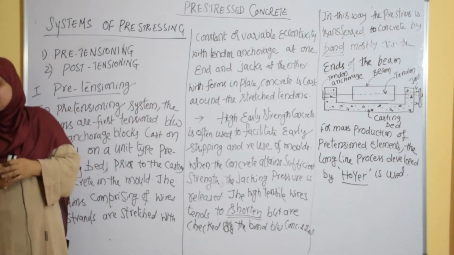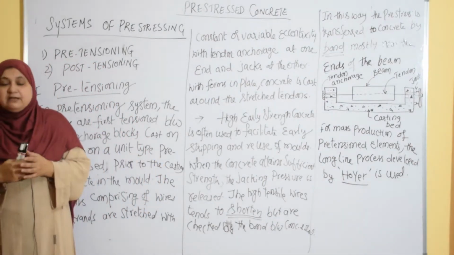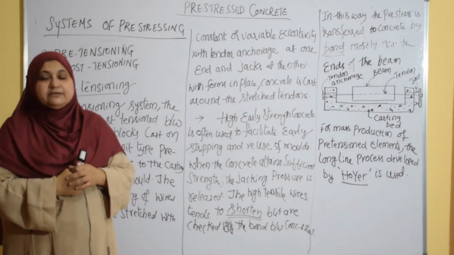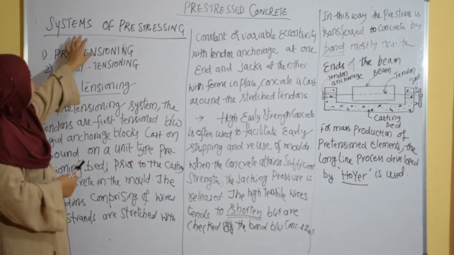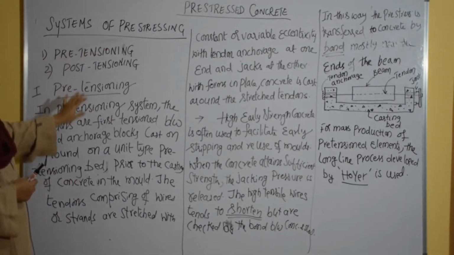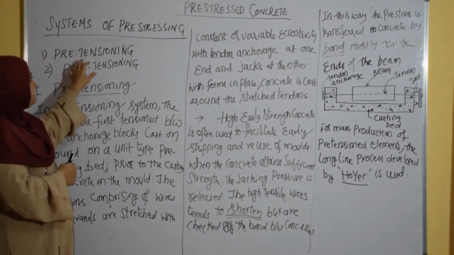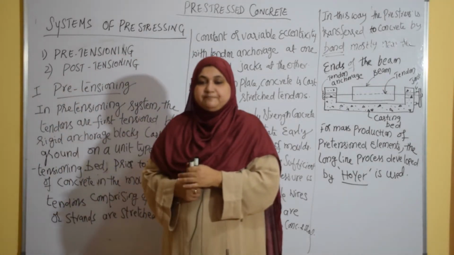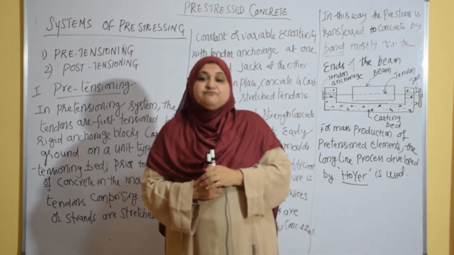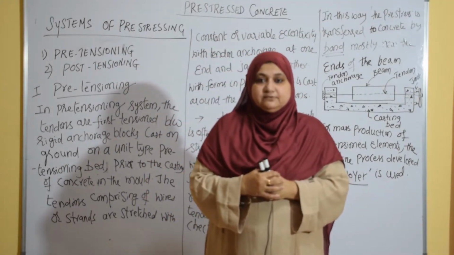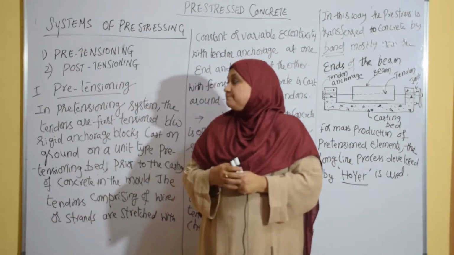System of pre-stressing means the actual process by which pre-stressed concrete is made, produced, or developed. We have two methods by which a pre-stressed member can be obtained. One is pre-tensioning, the other is post-tensioning. Pre-tensioning definition I have already given: a tendon is stretched before the actual concrete is poured. Tensioning is done before the concrete is poured in the member, so that is why it is called pre-tensioning.